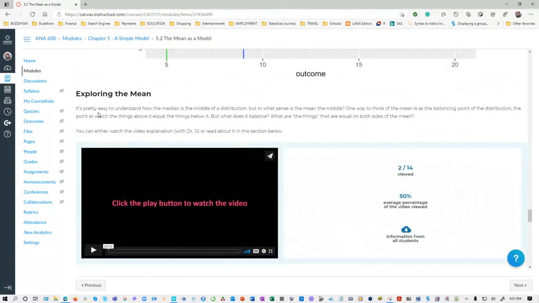Now you see it is pretty easy to answer how the median is the middle of a distribution, but in what sense is the mean the middle? One way to think of the mean is as the balancing point of the distribution, the point at which the things above equal the things below it. But what does it balance? Where are the things that are equal on both sides of the mean?